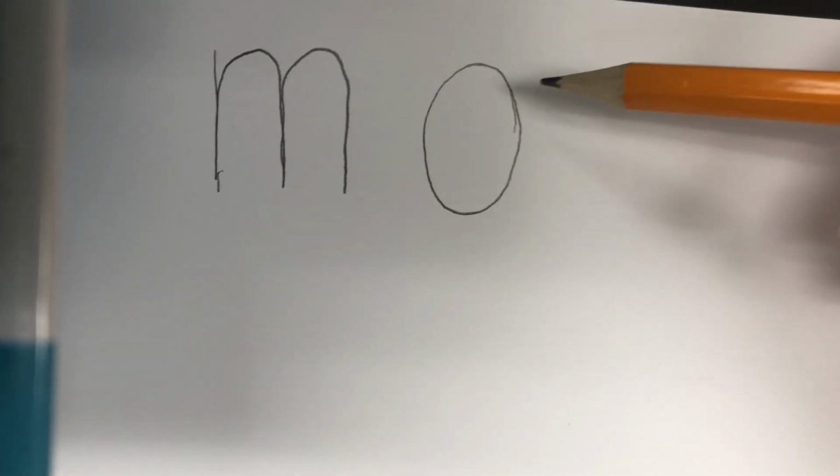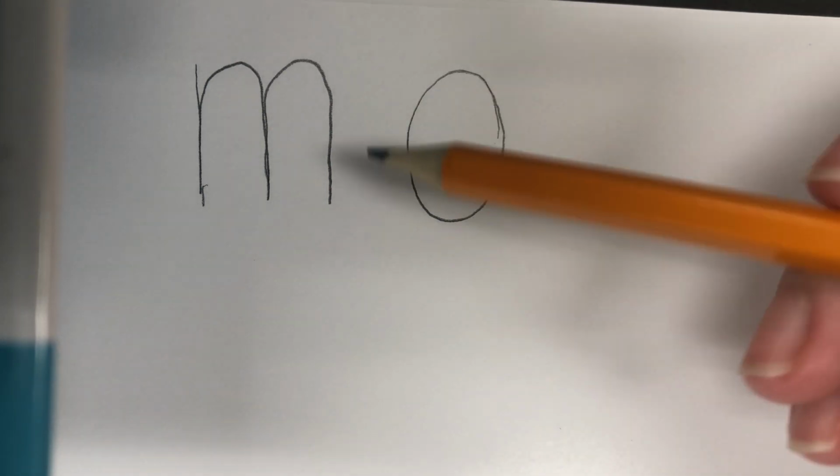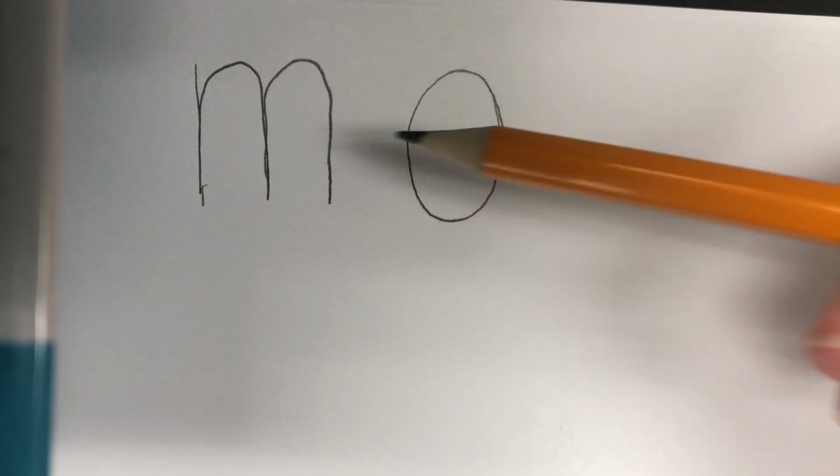Okay, are you still there? Miss Gibbons' computer came on and I had to turn it off. All right, we traced our letter. What is this called again? O, that's right. And what does O say? Ah, very good. So far we have a M and a O.